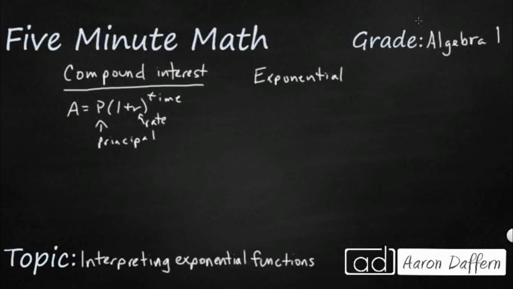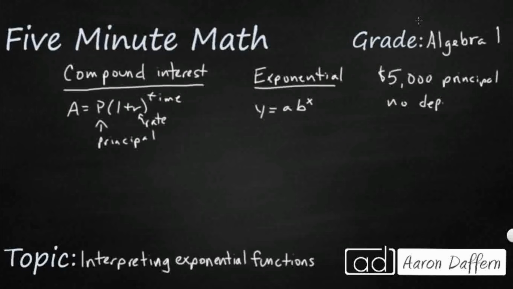Our basic exponential function looks like this: y equals ab to the x power. So how would compound interest look with both of these? Let's say that we're going to deposit $5,000, so we'll say $5,000 principal. We always need to know whether we are making any additional withdrawals or deposits, because that's going to change the amount of money. So, no deposits or withdrawals.